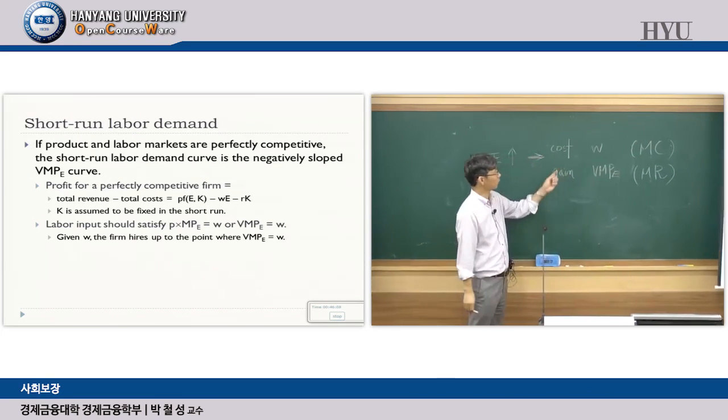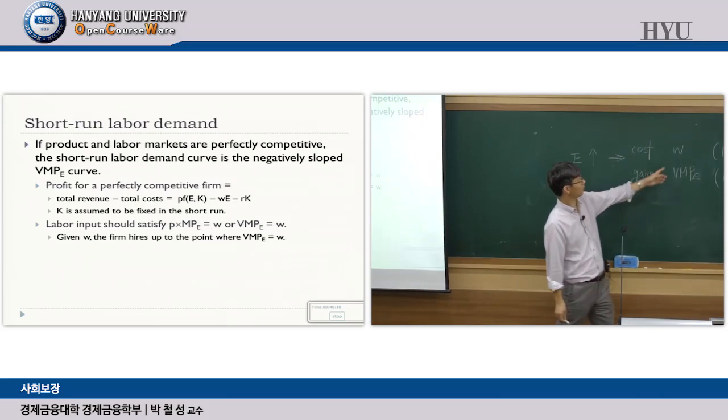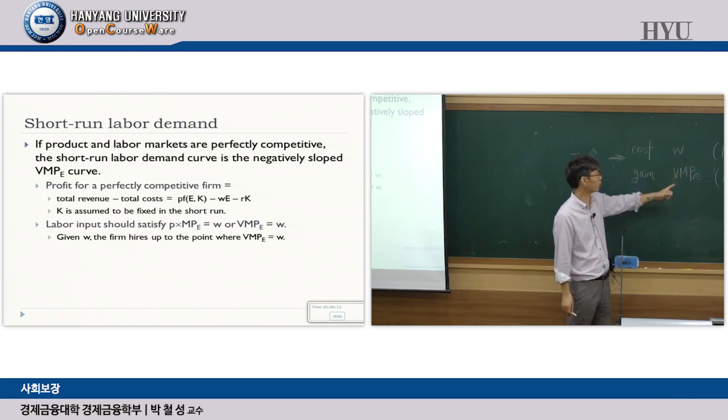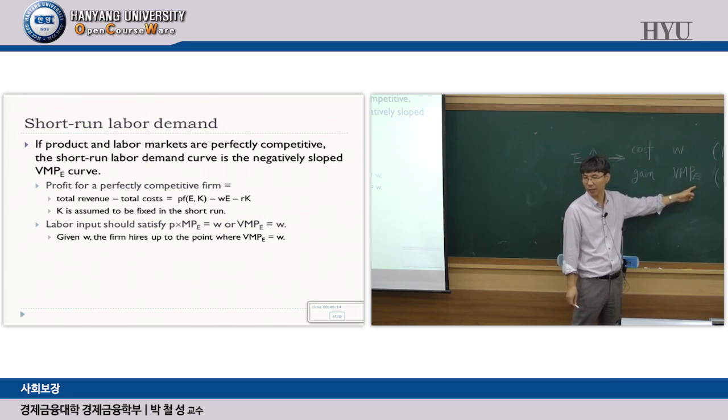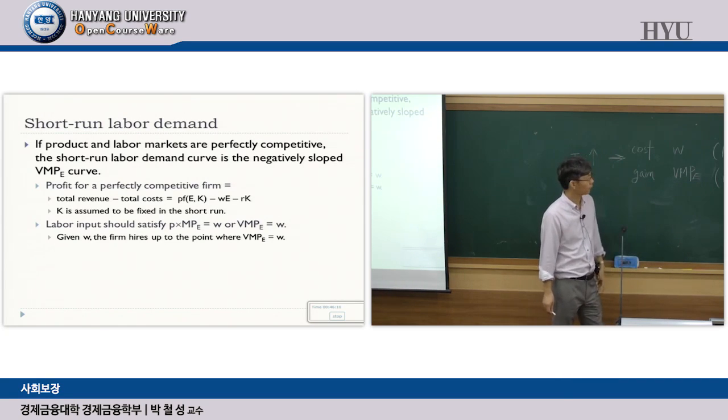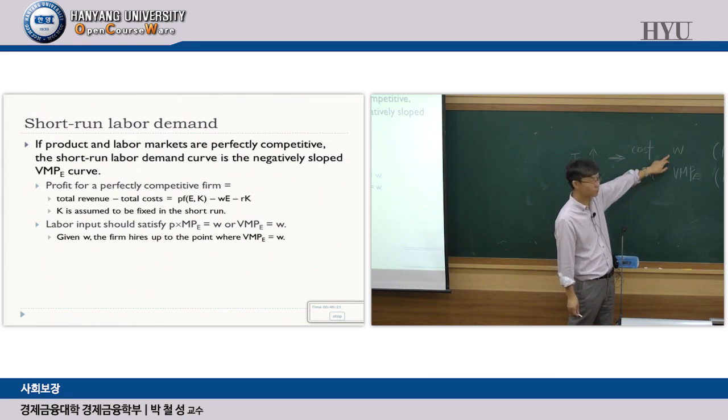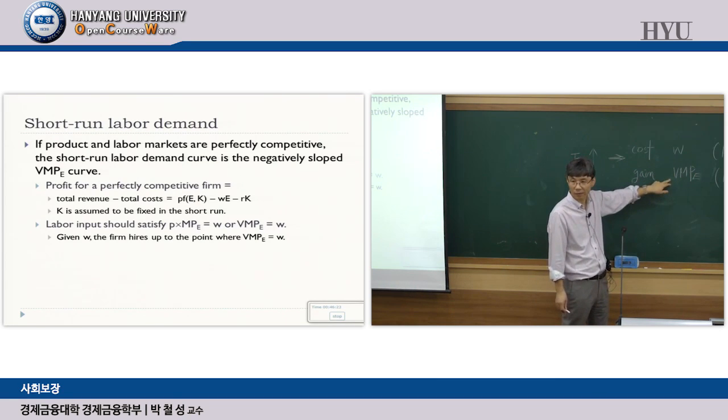So if you put in one more unit of labor, it costs you $W, but what you get out of it is VMPE. So for the firm, what should they do? Simple. If the cost is lower than the gain, that is, the gain is greater than the cost, you should put in more input because it makes more sense. You get more than you pay. So you increase your labor input.